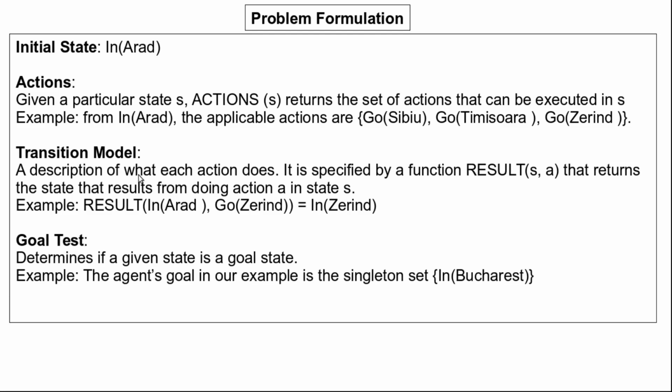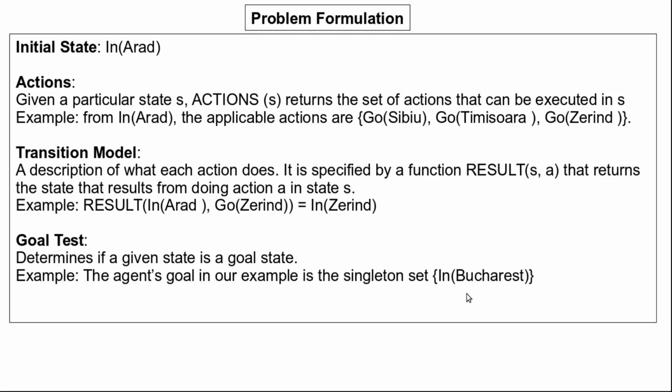The next component in the problem formulation is the goal test. What the goal test does is it determines if a given state is a goal state or not. So now what is a goal state? In our case, our destination is Bucharest. So in this example, the agent's goal is the singleton set In(Bucharest). That's our goal. And now the goal test will determine if a given state is matching this state or not.